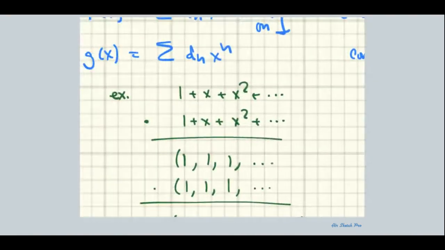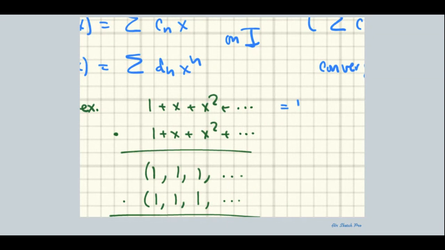Now let's start off with our favorite example, 1 plus x squared. This is the power series for 1 over 1 minus x inside of its interval of convergence. Let's multiply by itself and see what happens.